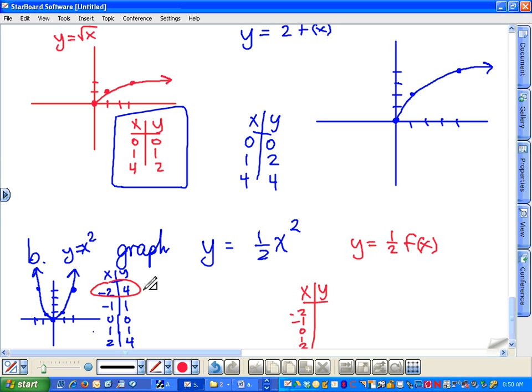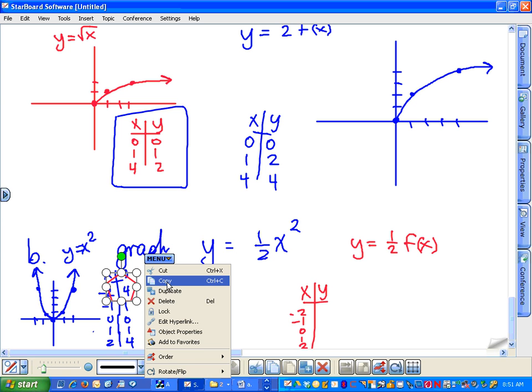This point becomes what? Whoa, that was weird. I just drew a perfect pentagon.